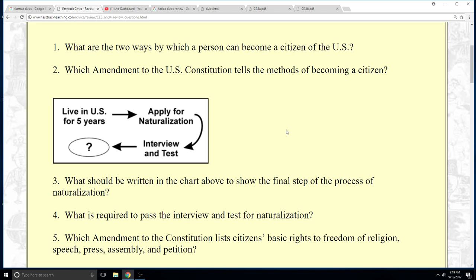So for number 4, you have to be able to read, write, and speak English, but what do you also have to know for the test? What is that test on? 2 things that they test you on. So we got the English, the reading, the writing, and the speaking. What's the other part?